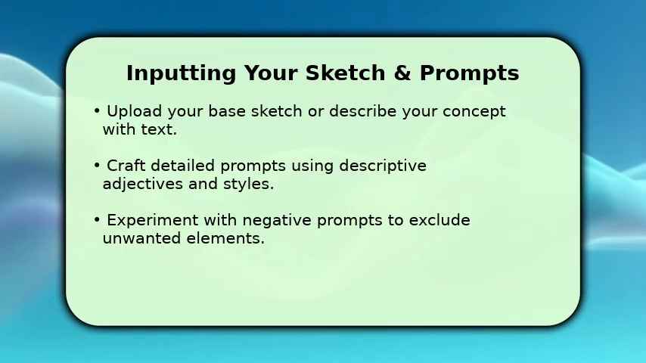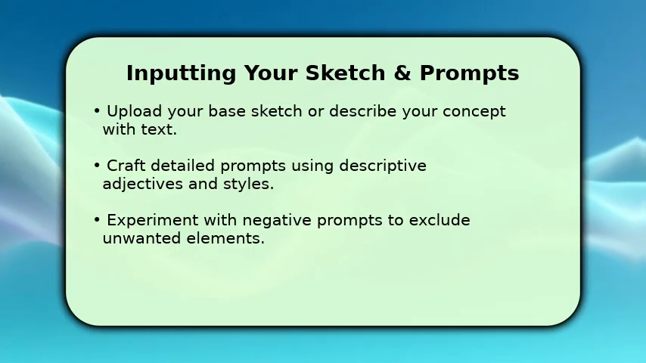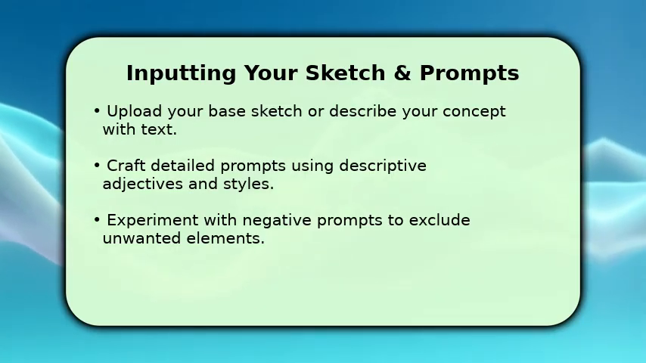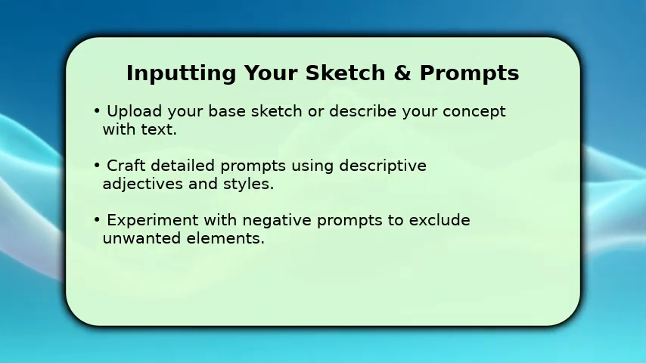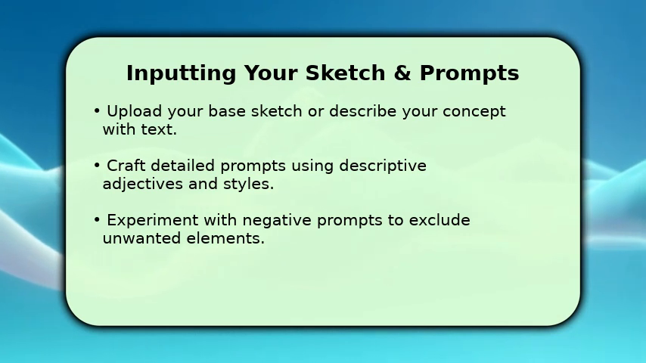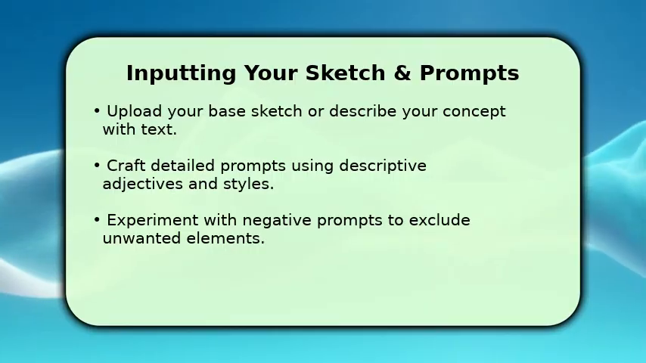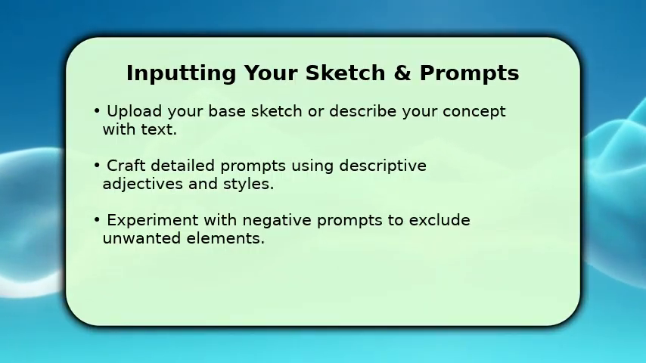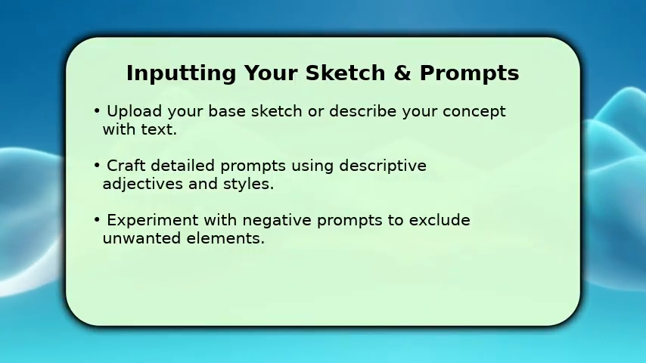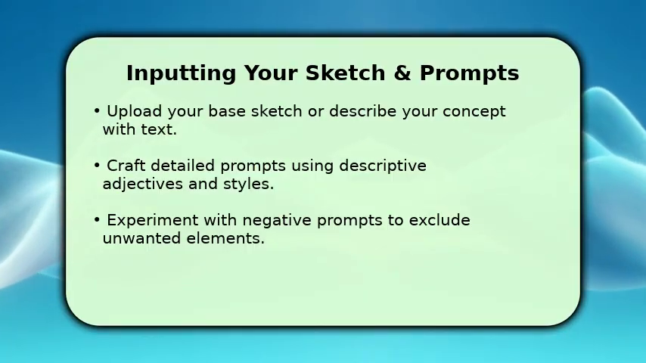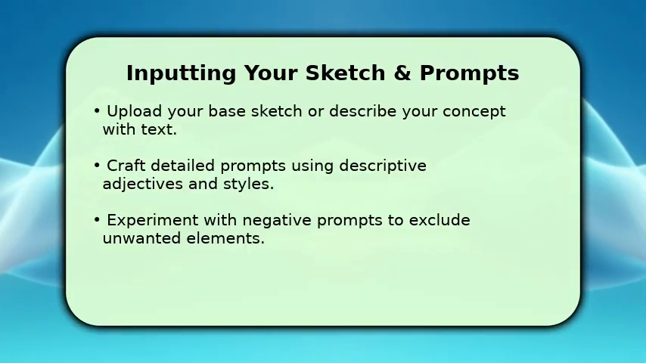Once your tool is chosen, it's time to provide input. You can upload a simple line drawing or a rough sketch as a starting point. Alternatively, use descriptive text prompts to guide the AI. Be specific with details like a watercolor painting of a serene forest or a cyberpunk city at night. Adding negative prompts, such as no blurry lines, refines the output further.